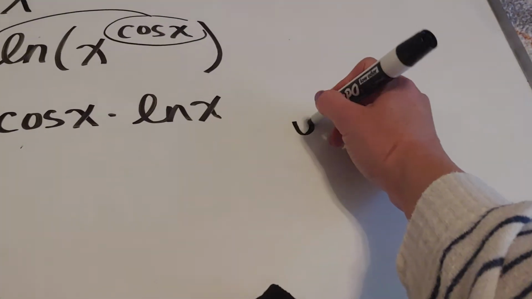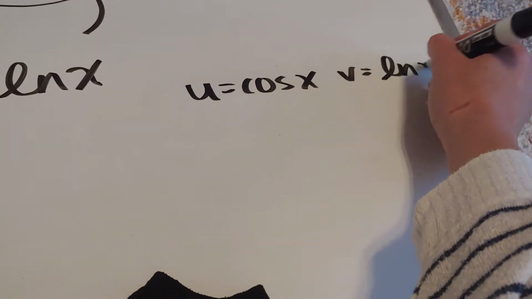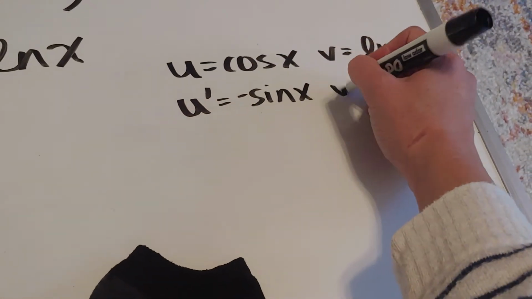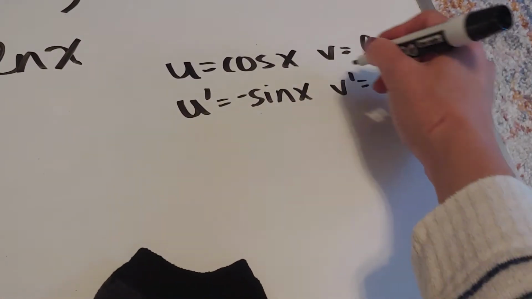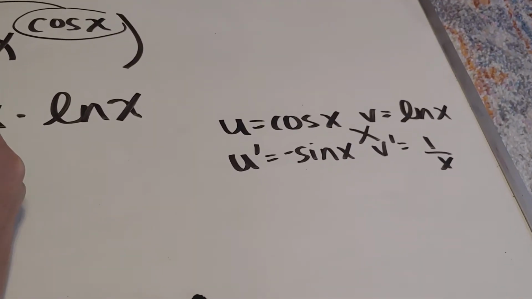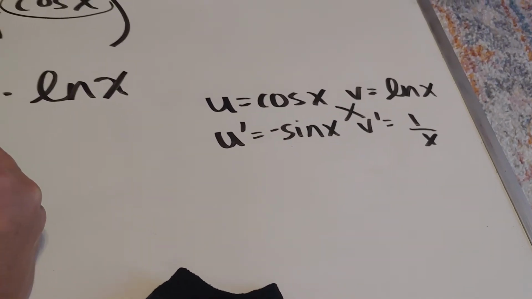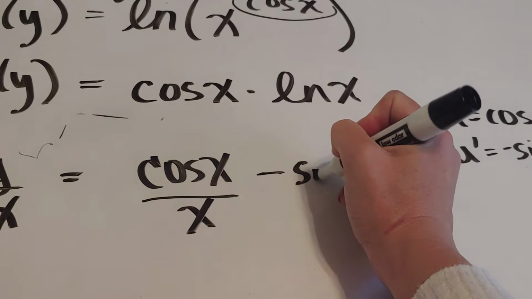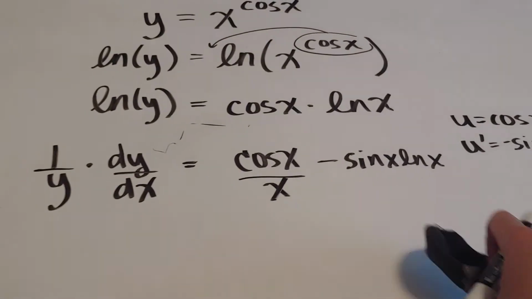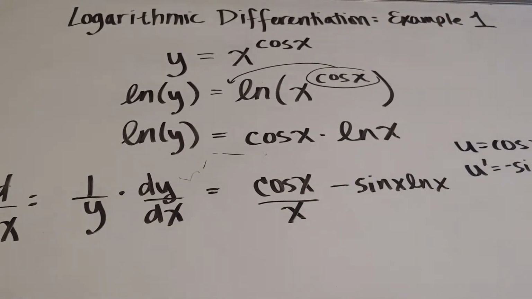So if I work a little bit to the side, the derivative of cosine is negative sine. The derivative of the ln is 1 over x. So it looks like I'm going to get cosine x over x minus sine x times the ln x. Nice and weird. Okay, we shouldn't expect anything cute. I mean, the original was weird.